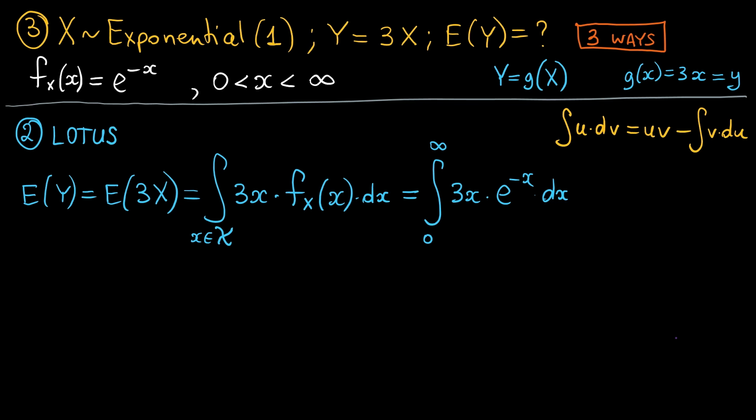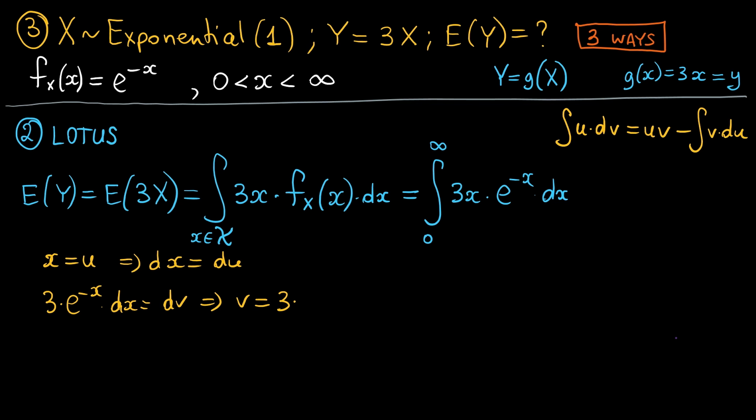And we'll let x be u. That means that dx will be du. And we'll let 3 times e to the power minus x dx equal dv. Therefore, v will be given by the integral of the left side, which will be 3 times, we need a minus e to the power minus x. Okay, so we can continue evaluating our expected value now.